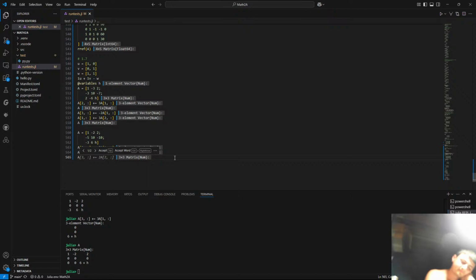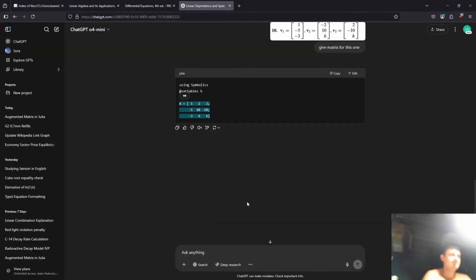Having 0 here doesn't mean that there's no solution. It just says C sub 3 equals 0, C sub 2 equals 0, C sub 1 equals 0. Since all the C_i's equal 0, it's linearly independent.